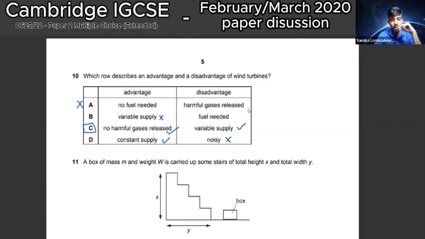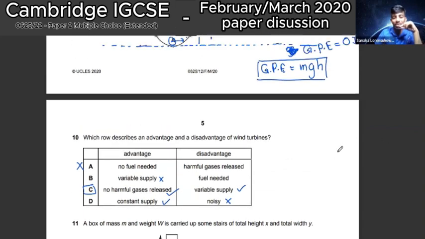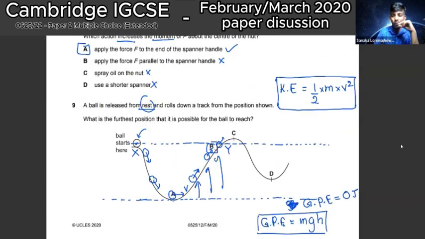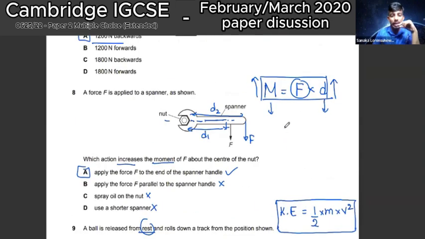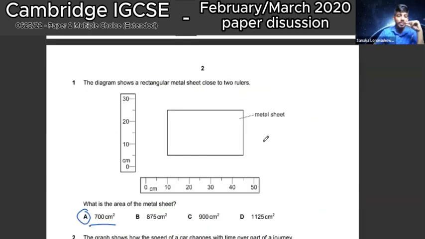Then, out of 1 to 10, how many answers are correct? It is not a difficult paper. It is an easy paper. You can get 10 over 10 marks in these simple questions. If you have any questions, you can ask now. Thank you so much.